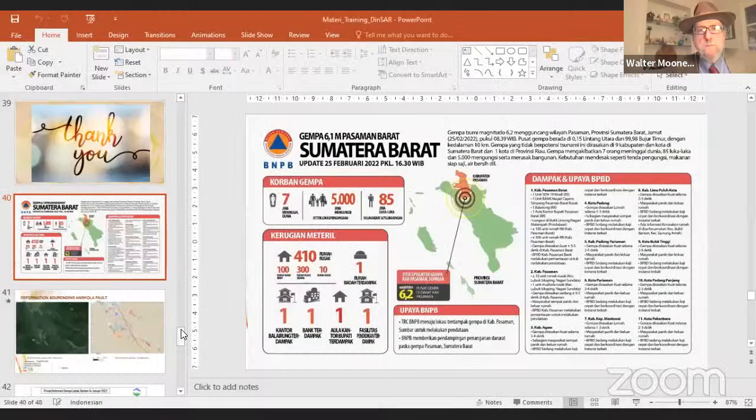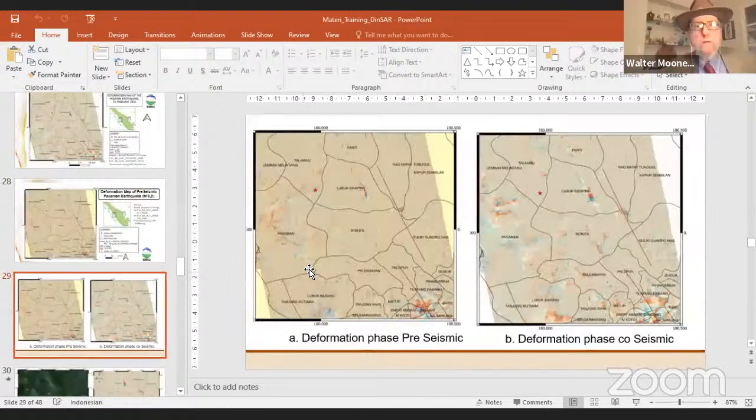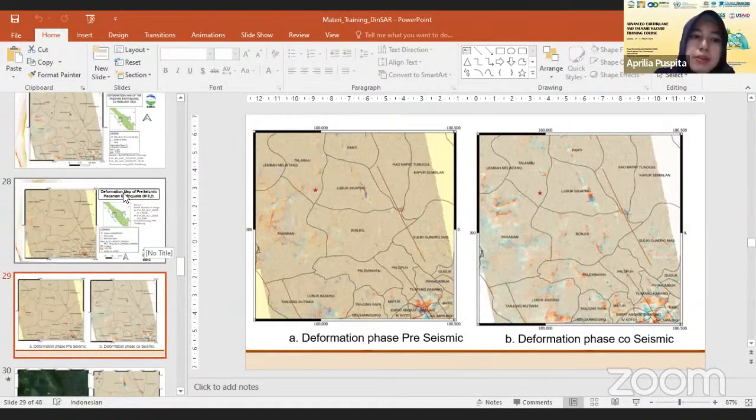Magnitude. How much deformation are you finding? And is it co-seismic or pre-seismic? Yeah, co-seismic. Yes, that's right. Thank you. Okay, co-seismic here.